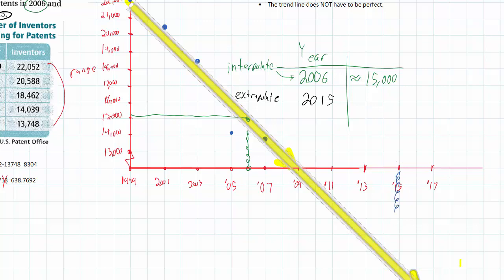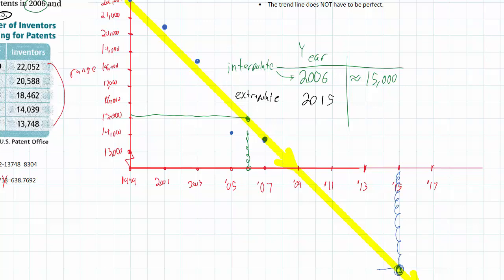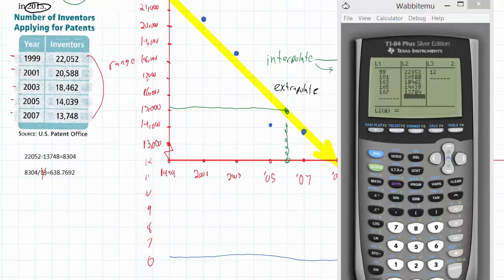If I want to figure out in 2015, the scale that I originally chose doesn't work. So you can see the drawback of doing scatter plots by hand is that your scale has to work for the questions that you want to ask later. So based on my trend line, it seems like it's about 6,000.